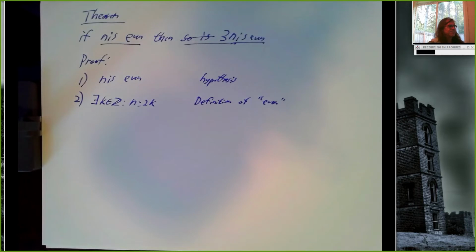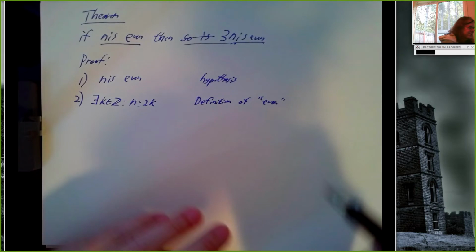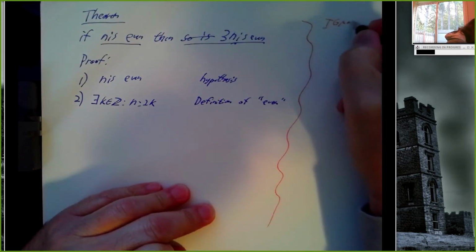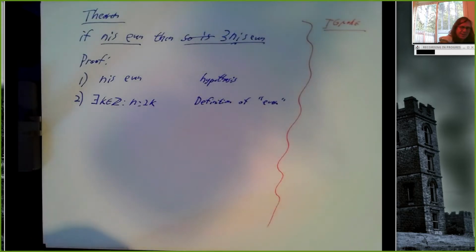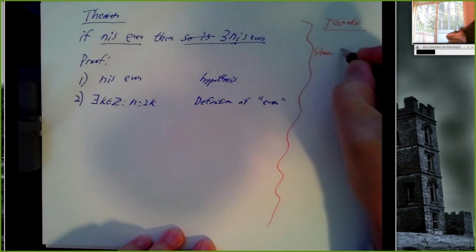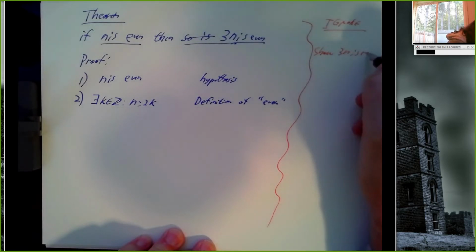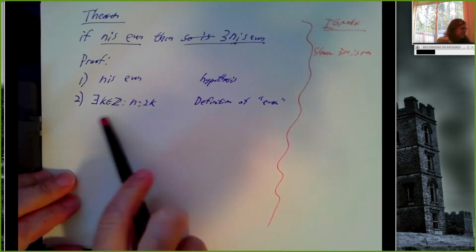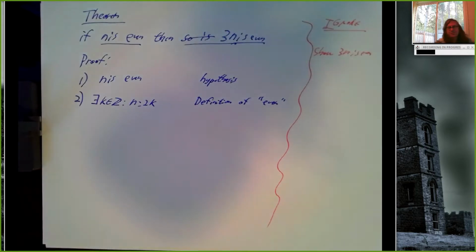All right, at this point, we need inspiration. So I'm going to mark an area over here. I'm going to say ignore. And I'm going to think out loud in this section of my paper. What I want to do is show that 3n is even. That's my goal. If I can somehow get to a point where 3n is an even number, I'm done, right?